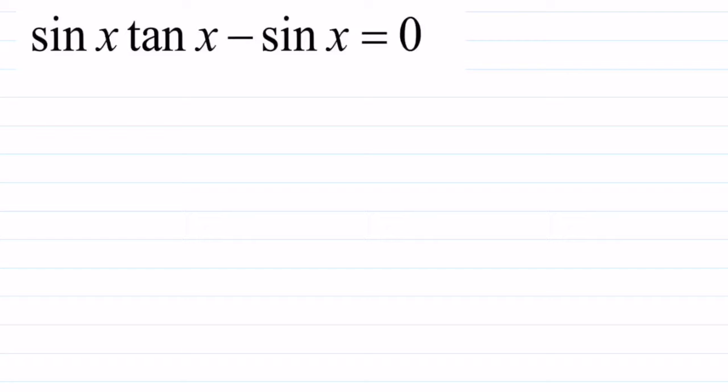Sine x tan x minus sine x equals 0. Now this one's not a quadratic because there's no squared term, but it does have a GCF. Sine x is common to both, so what we're going to do in this case is factor out sine x, and that's going to leave us with tan x minus 1 inside the brackets.